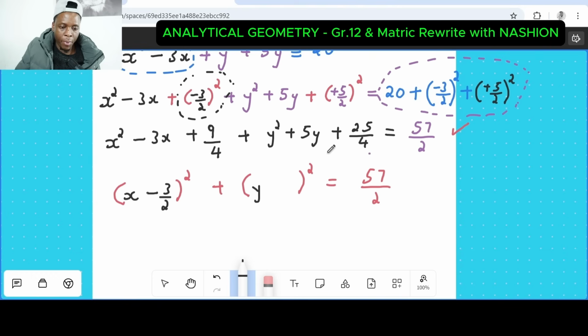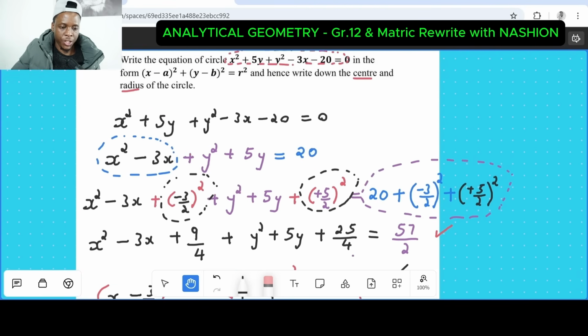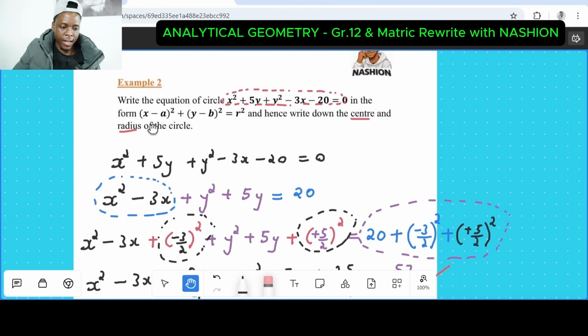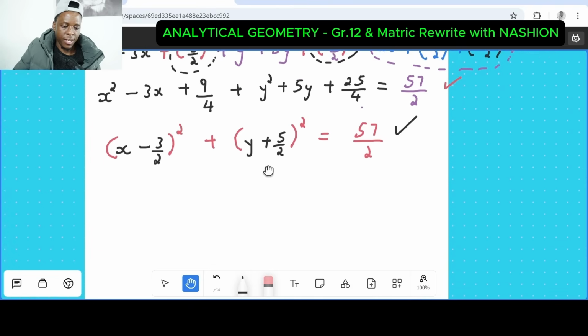And for the y part, up here, in brackets we have positive 5 over 2. You write it the way it is, positive 5 over 2. And now we have the standard form of circle center away from origin. Let's answer the rest of the question. They are saying center and radius. Let's start with the center.